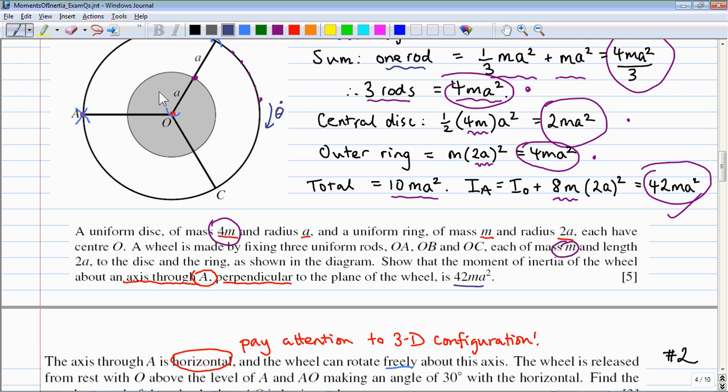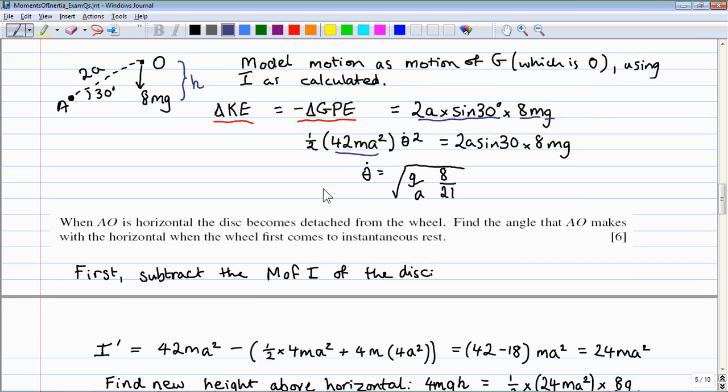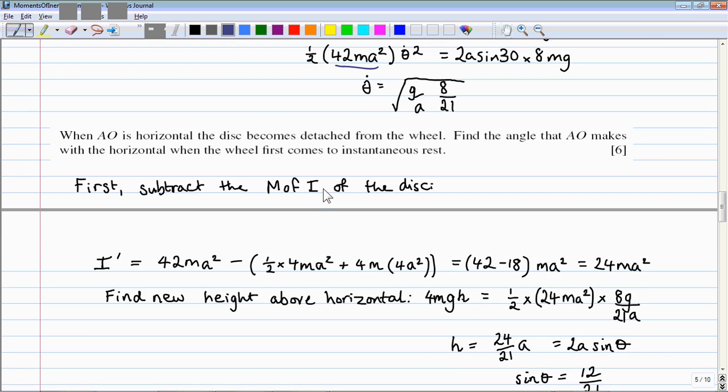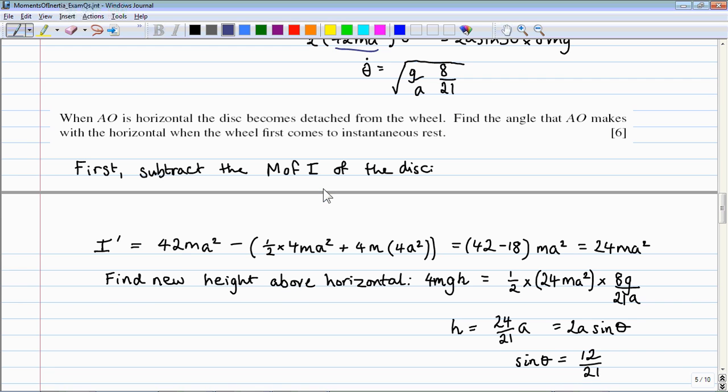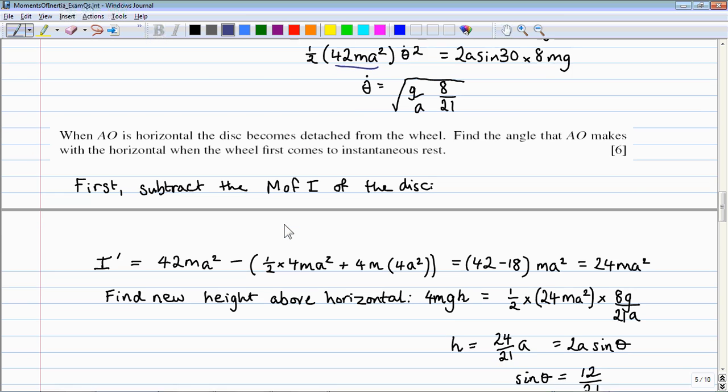So what will happen? The disc disappears. What does that change? Well, if the disc disappears, then part of the moment of inertia disappears. So we get a lower moment of inertia, and we have a fixed starting angular velocity with OA horizontal. Now I'm going to show you a very short calculation to get the right answer here, and I'm going to leave it as an exercise for you to try and understand why this calculation is correct. The first step, let's subtract the moment of inertia of the disc, so we get the new moment of inertia without the disc.